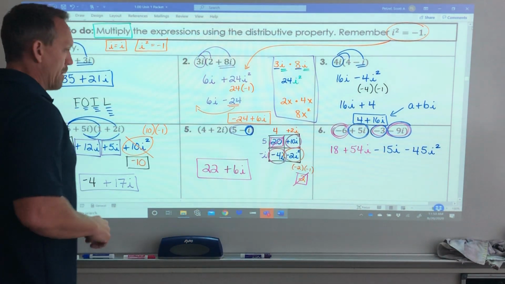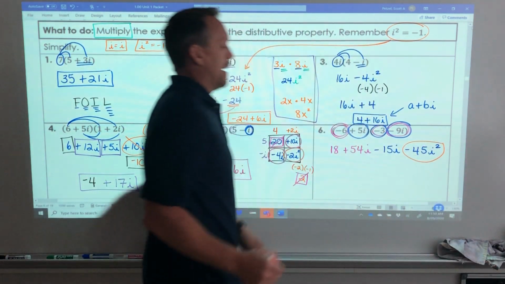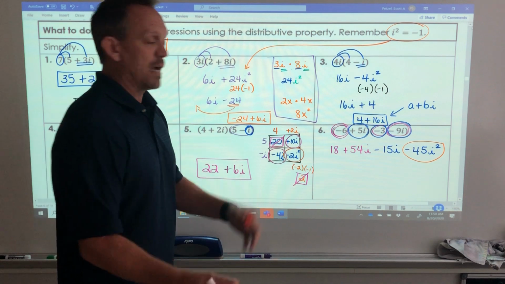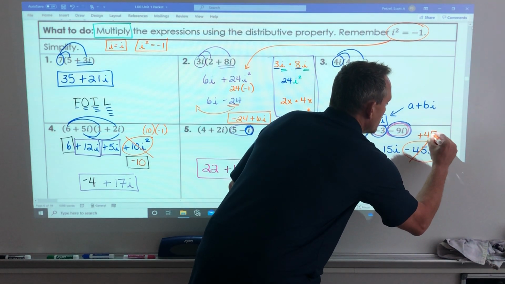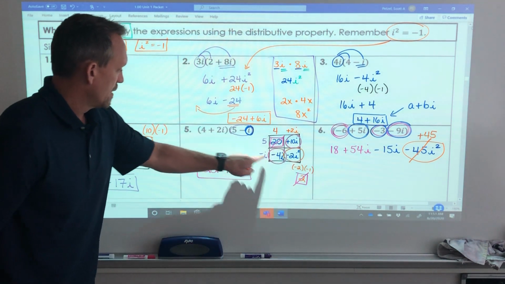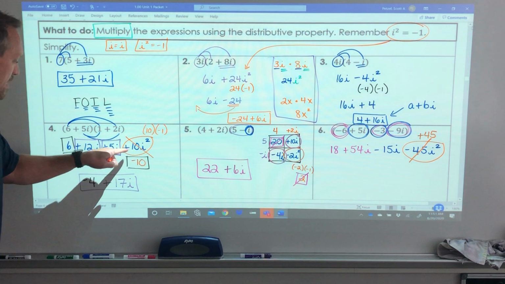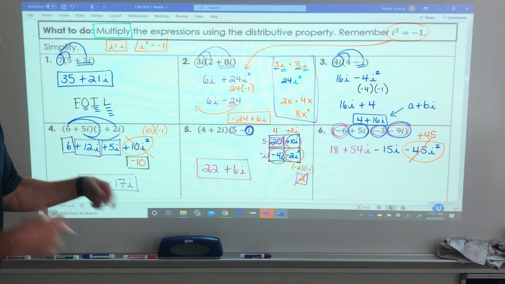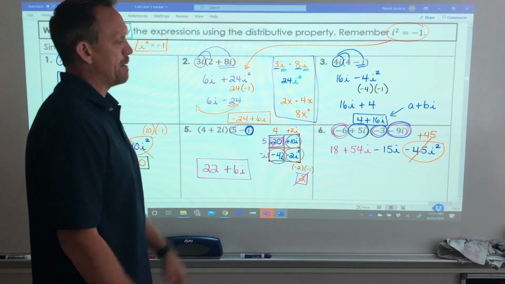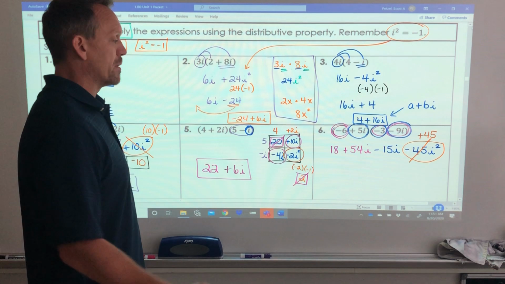Now, remember how I do all these circles and all that stuff? For me, when I look at that, I got negative 45 and i squared. Automatically, I know it's positive 45. Negative 2i squared, positive 2. Positive 10i squared, negative. It just flips the sign because you're multiplying it by negative 1. If it's negative, it becomes positive. If it's positive, it becomes negative.